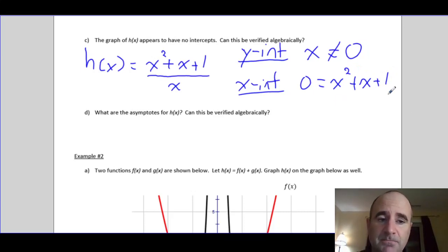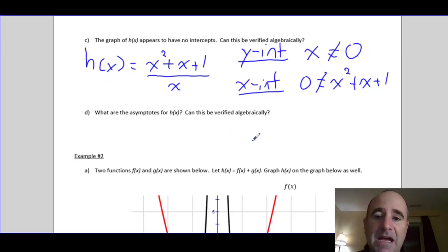It doesn't factor, but more importantly, if you put that in the quadratic formula, you would find that b squared minus 4ac, the stuff that's under the square root sign, is less than 0, and so you have a negative sign under the square root. So this just has no solutions. I'll leave that for you to check if you want. So yes, algebraically, we can see there's no intercepts.